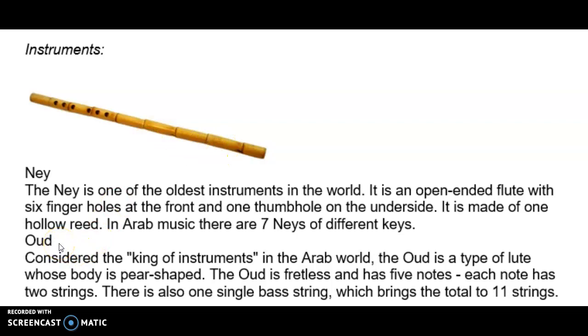And the oud, considered the king of instruments in the Arab world, is a type of lute whose body is pear-shaped. This video starts with a picture of the oud. It is fretless and has 5 notes. Each note has 2 strings. So I think it will sound like a guitar. It also has 1 single bass string, which brings the total to 11 strings.